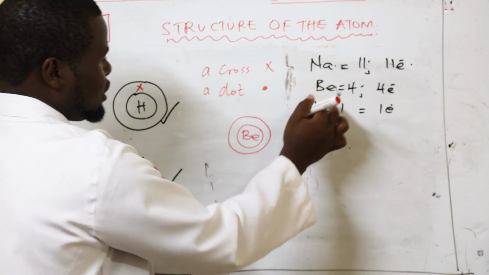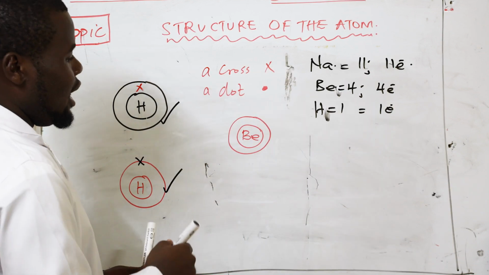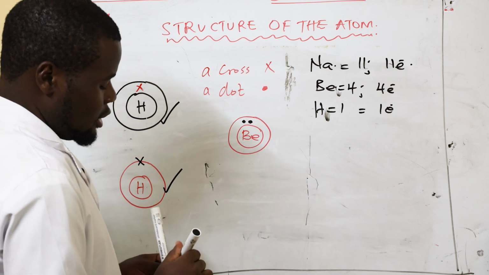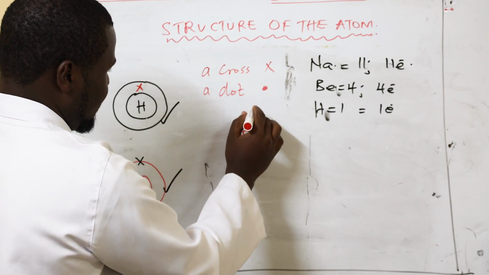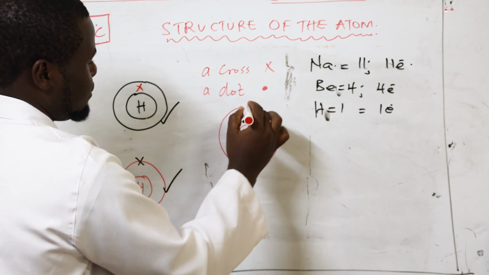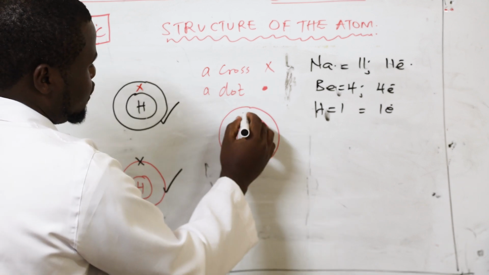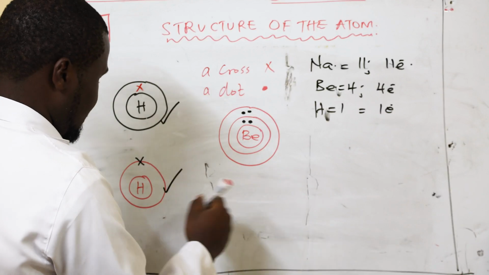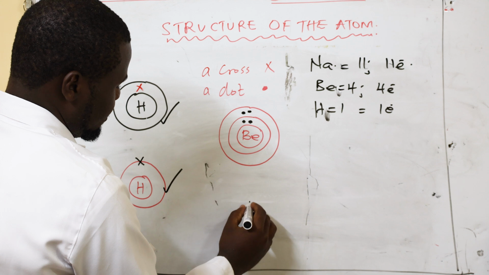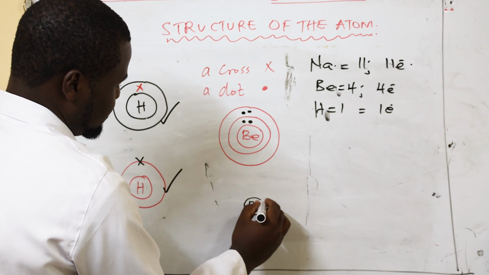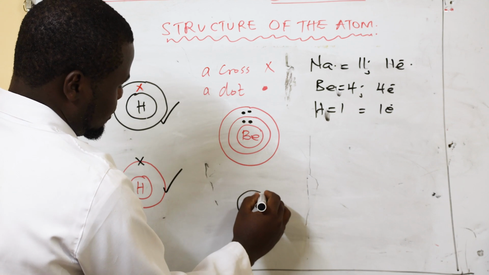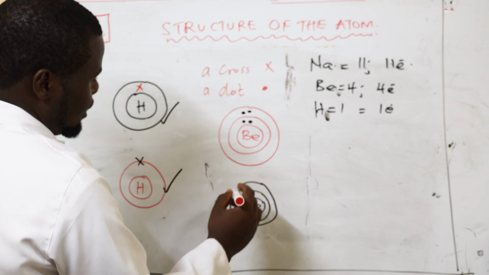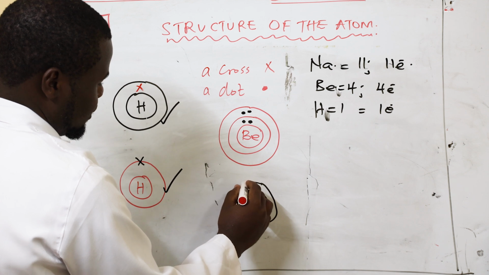Now because beryllium has got 4 electrons, I will have the first 2 using dots now, and the remaining 2 will occupy the next energy level, which will be here, which can also be represented as beryllium with the 2 energy levels. Then I'll have my electrons here.